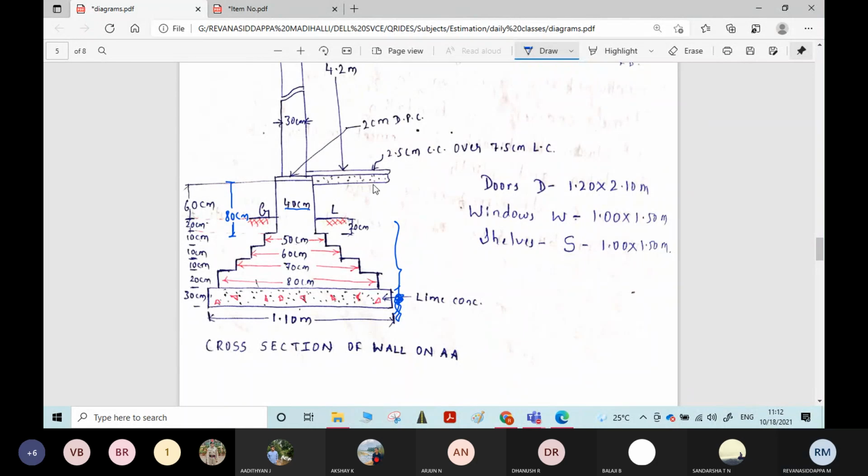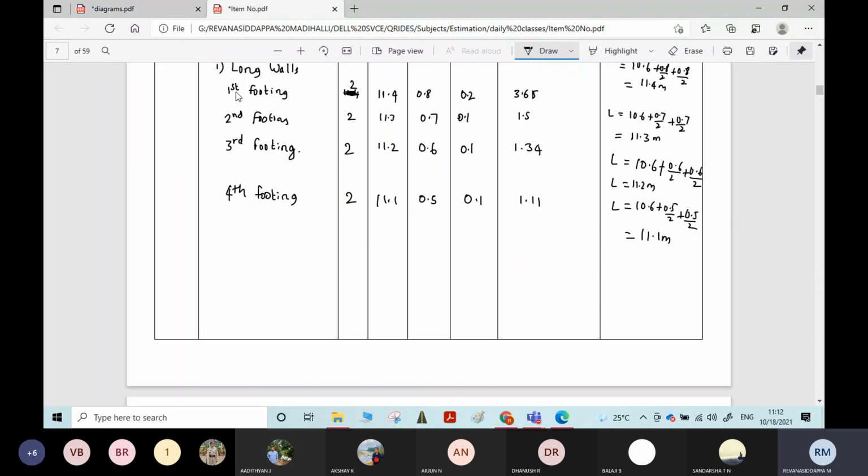So the quantity calculation we are doing is with respect to the plinth wall above the footing. From here to here we are doing. Total height of the plinth wall is how much? 80 centimeter. Below the ground level it is 20 centimeter, and above the ground level 60 centimeter. So the total height of the plinth wall is 80 centimeter, and the width of the plinth wall is 40 centimeter. Okay. And what about the length of run of the plinth wall? That you need to calculate now.